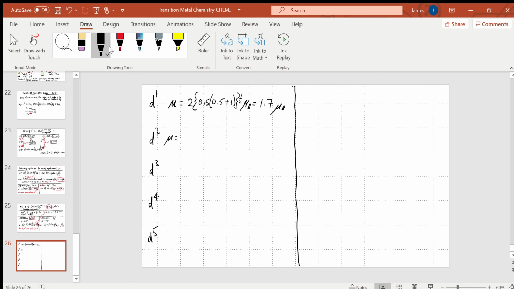2. This is going to be 2. 2 halves is 1. 1 plus 1, square rooted Bohr magneton. This should equal 2.8 Bohr magneton.